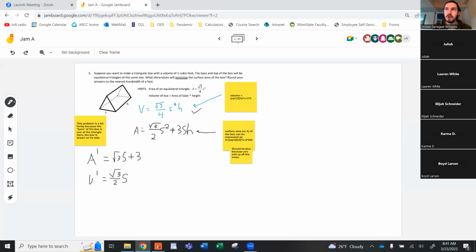How many triangles are there that you have to add up when you calculate the surface area? 2. Yeah, there's 2 triangles. So if they're the same size, you can just do triangle plus triangle is 2 times the triangle, right? So like square root of 3 over 4 s squared times 2, because there's 2 of them. So that's why it's a 2 in the denominator instead of a 4. It's because you multiplied it by 2 because there were 2 sides of that area that you needed to add together.